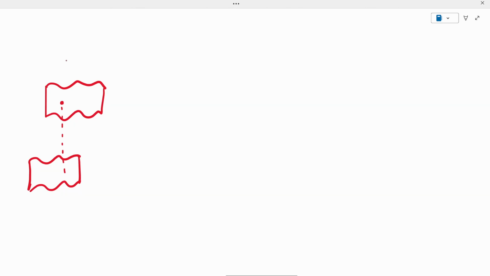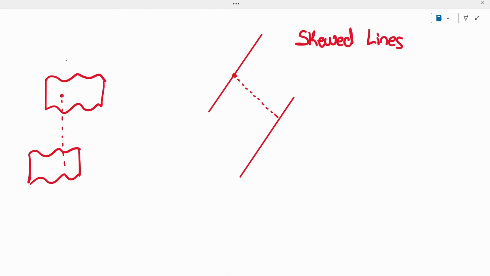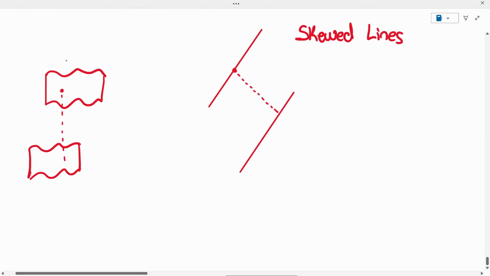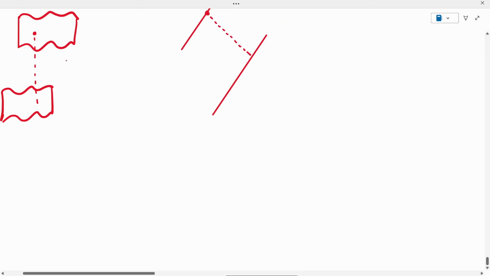Now, what if we had two lines that were skewed? Would we be able to find the distance between these lines? Skewed. And the answer is yes, because each one of these lines, because they're skewed, non-parallel, and non-intersecting, will lie on a plane. So we'll have something that looks like this.